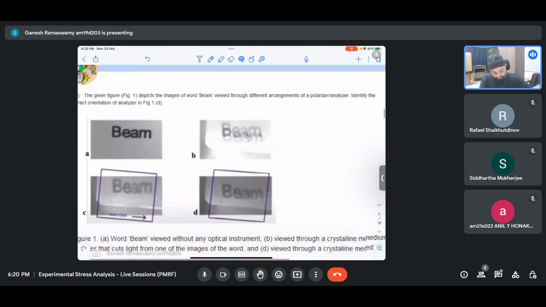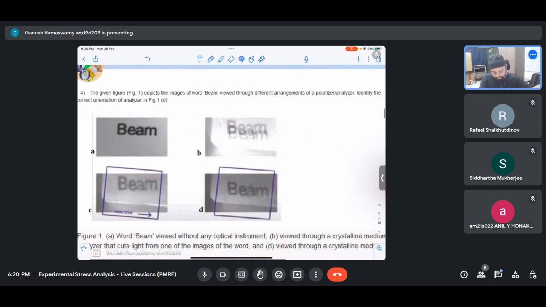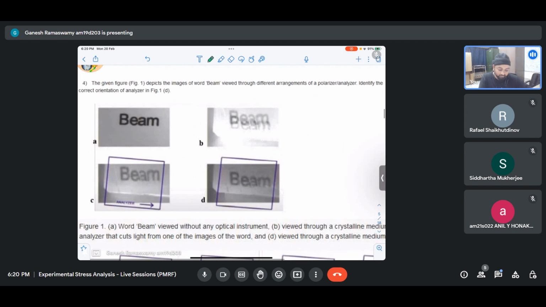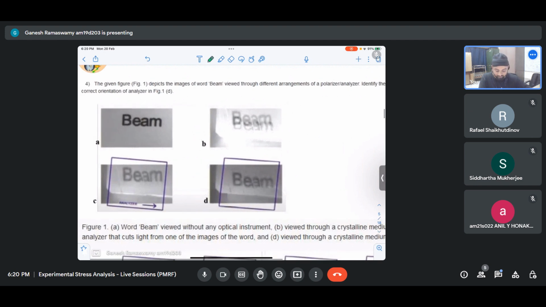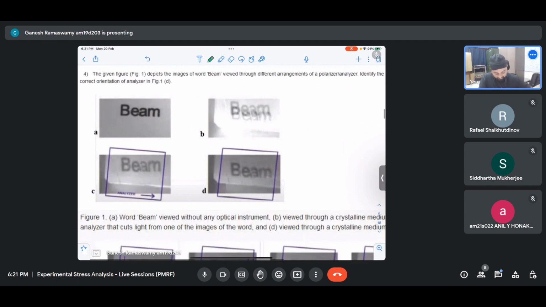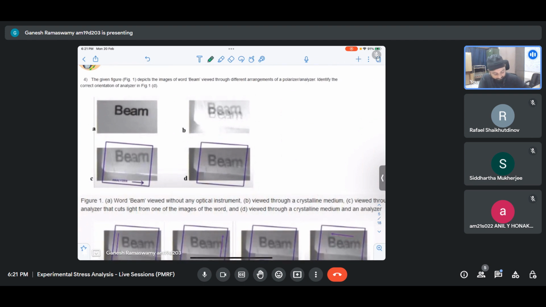I'm sorry if the size is too small. I'll just try to zoom in now. The given figure, figure 1, depicts the image of the word beam as viewed through different arrangements of a polarizer and analyzer. Identify the correct orientation of the analyzer in figure 1D. Here what would have been the arrangement of the analyzer is what is asked.